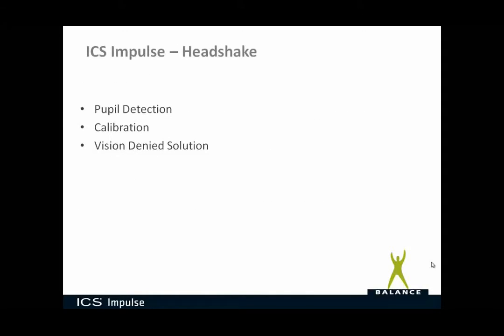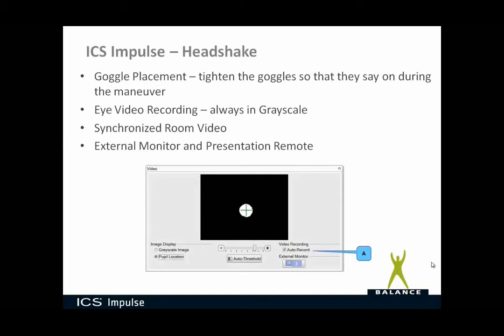So regarding pupil detection, calibration, and the vision-denied solution, all these things are covered in other videos, so we won't be talking about those today. A couple of things: goggle placement. You need to tighten the goggles so that they stay on during the maneuver. So you want to make sure that the goggles are not slipping, and you're not touching the goggle strap or the goggles during the head shake maneuver.